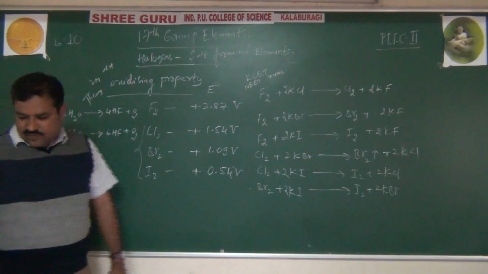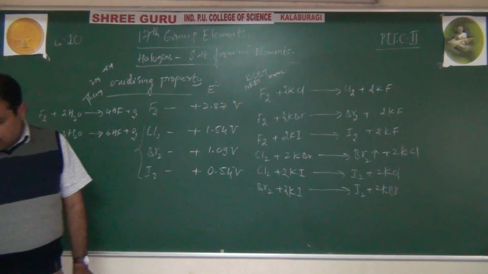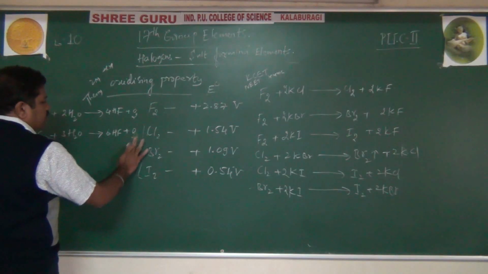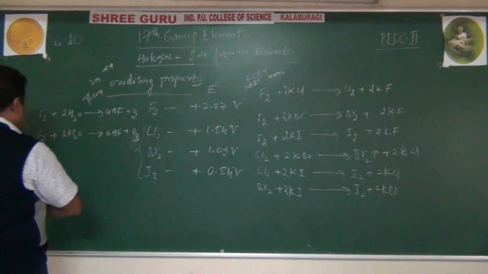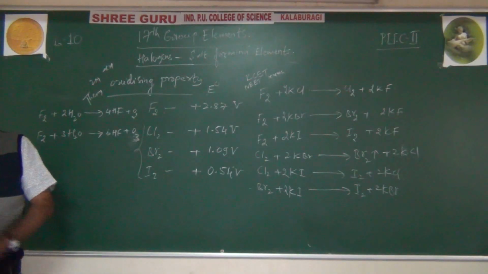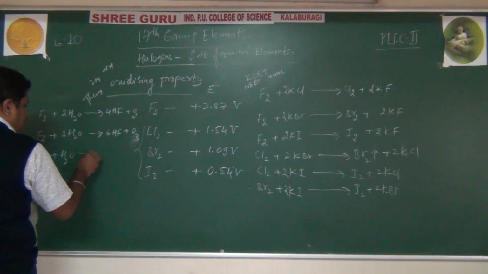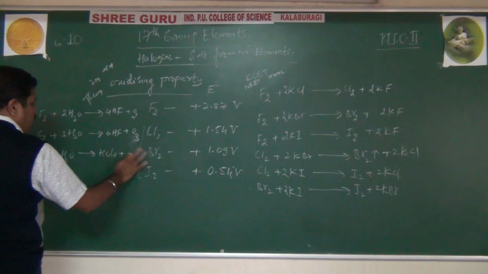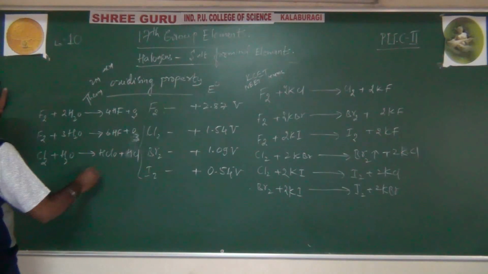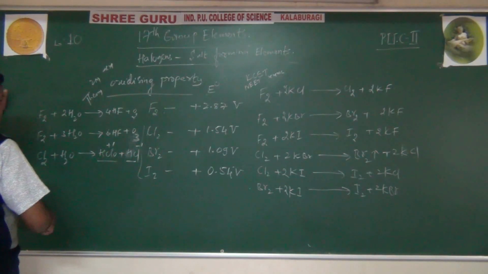3F2 plus 3H2O gives HF and O3. See, like this, it is highly reactive in nature. Not only this, chlorine also dissolves in water and undergoes disproportionation to form HClO and HCl, hypochlorous acid and hydrochloric acid, with oxidation states +1 and -1. This is a disproportionation reaction.